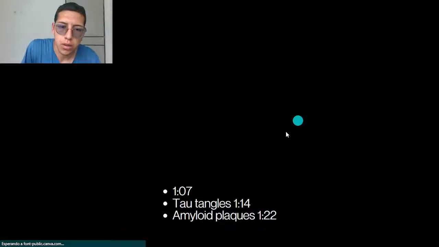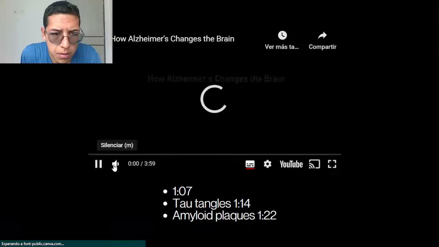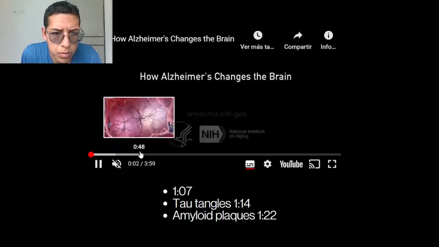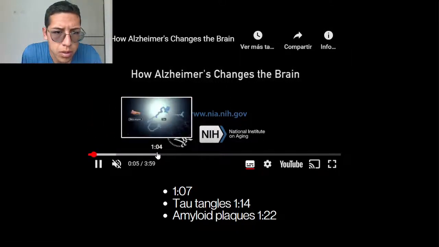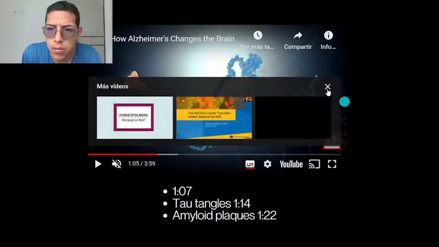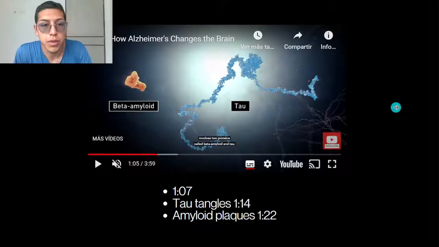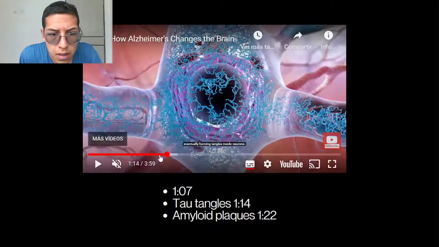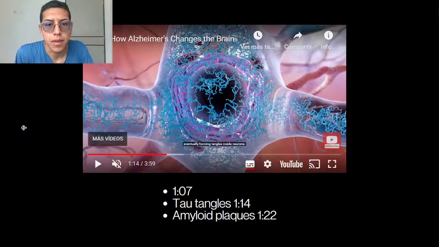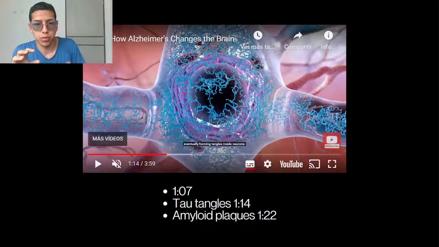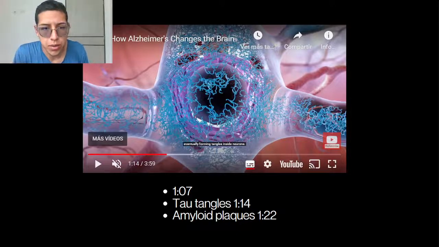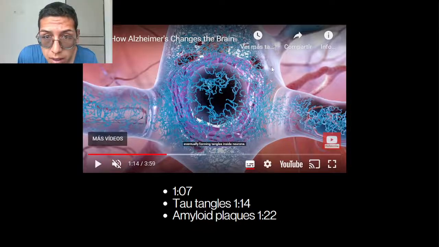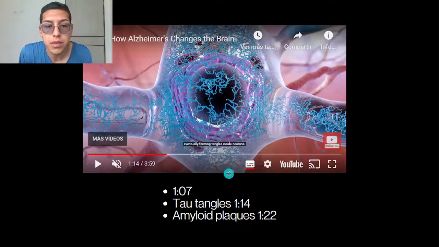So here we are going to see simple pictures. Here you can see the molecular form of these proteins, and here you can see how the tau tangles start to colonize the neuron and interfere inside the neuron. If you see here, it can be seen that they are inside the neuron.